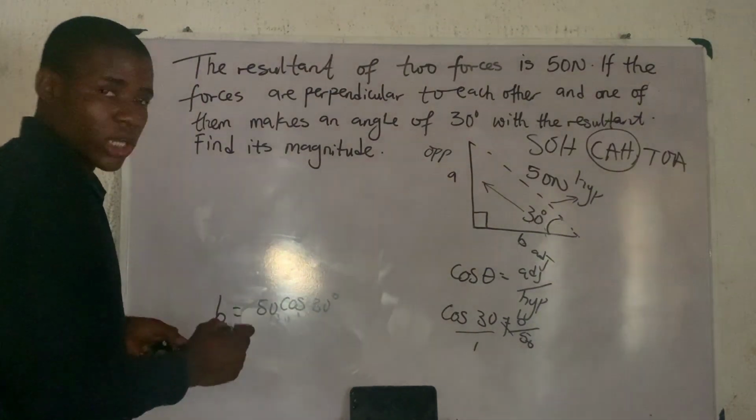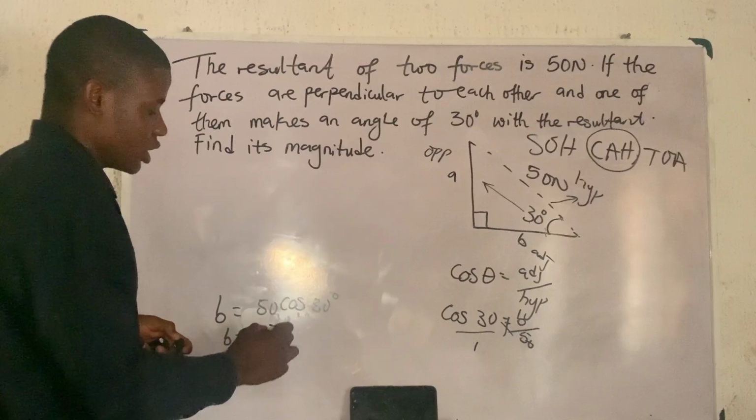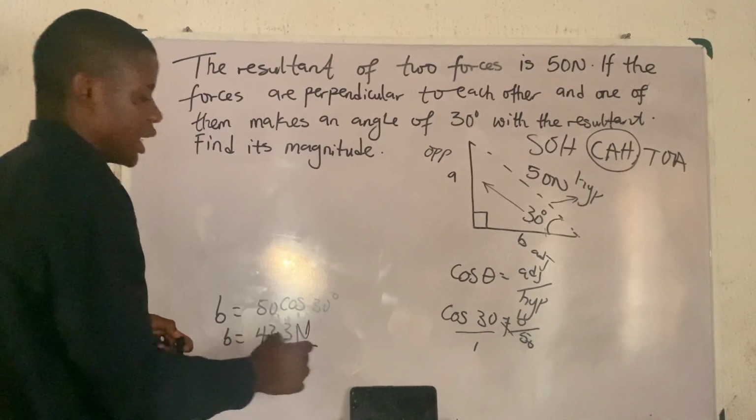So B is equal to, using your calculator, 15 cos 30 will give you 13 Newton. And this is our final answer.